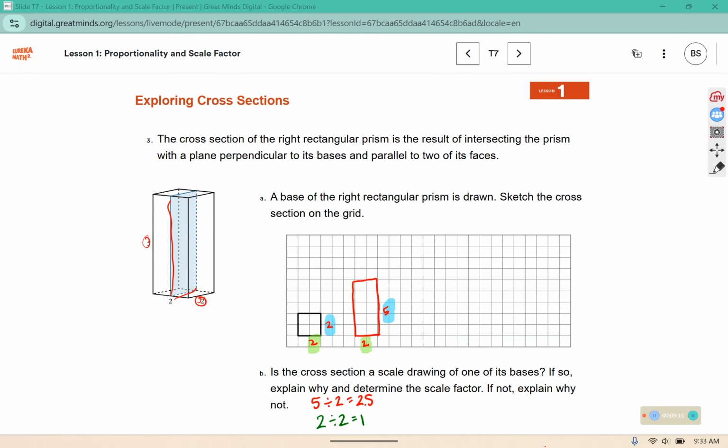Those are not the same. It is not stretched or shrunk in the same way in both directions. So this is not a scale drawing.